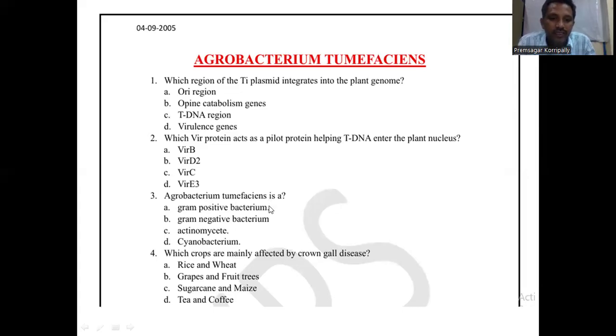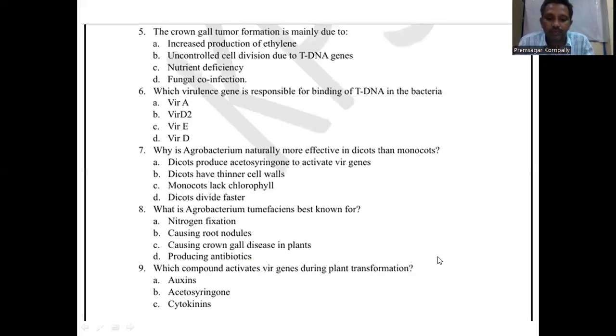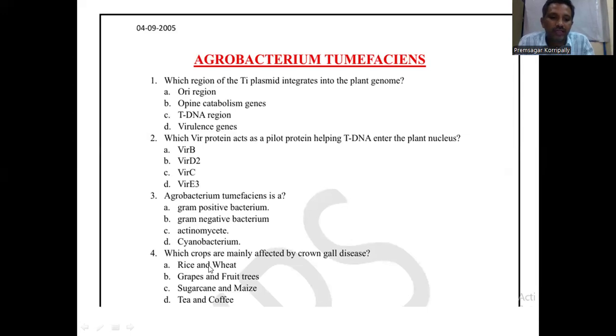Agrobacterium tumefaciens is a gram-positive bacteria, gram-negative bacteria, actinomycetes, or cyanobacterium? It's a gram-negative bacteria. Which crops are mainly affected by crown gall disease? Rice and wheat, grapes and fruit trees, sugarcane and maize, tea and coffee. Mainly, grapes and fruit trees are affected.